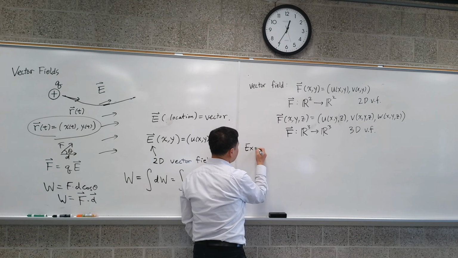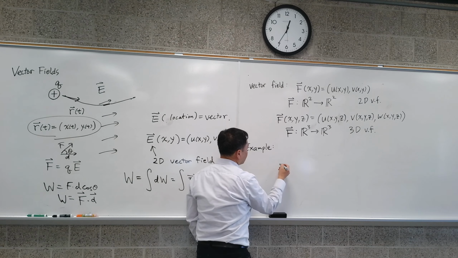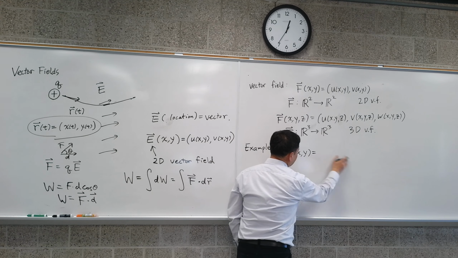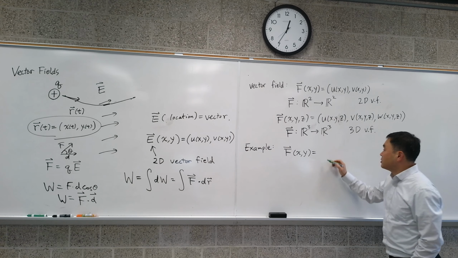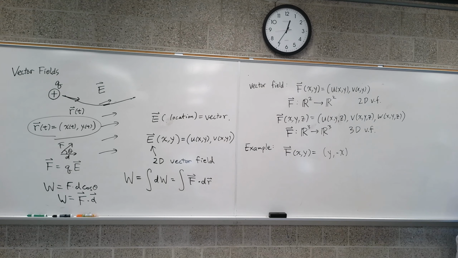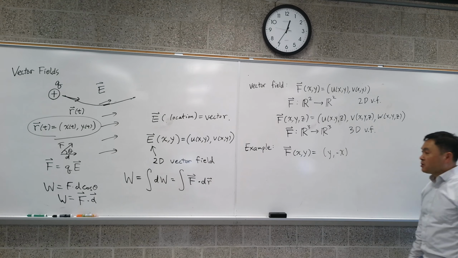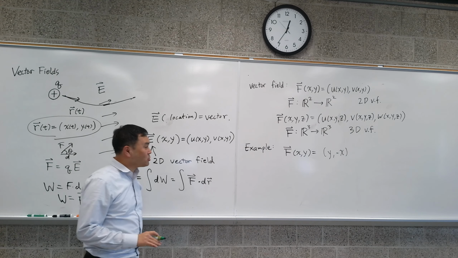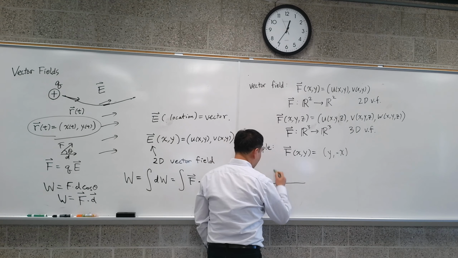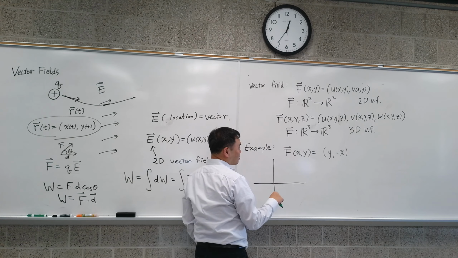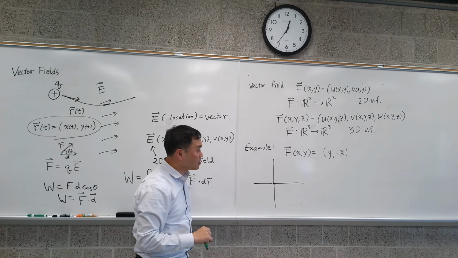Example. F of x, y equals y, comma negative x. Now, there is a way to figure out what the vector field is doing, which is to just try to draw the vector field at every point. So if you plug in 0, comma 0, you get 0, right? So at the origin, this vector field doesn't do anything.